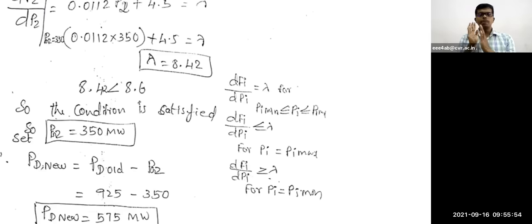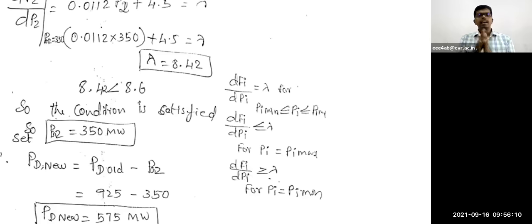So we are setting this PG2 as 350 megawatts. Sometimes it is not satisfied, which means you should not take that value. Sometimes it is violating. Say, for example, you are getting this dF2 divided by dP2 as some 8.997, something like that.